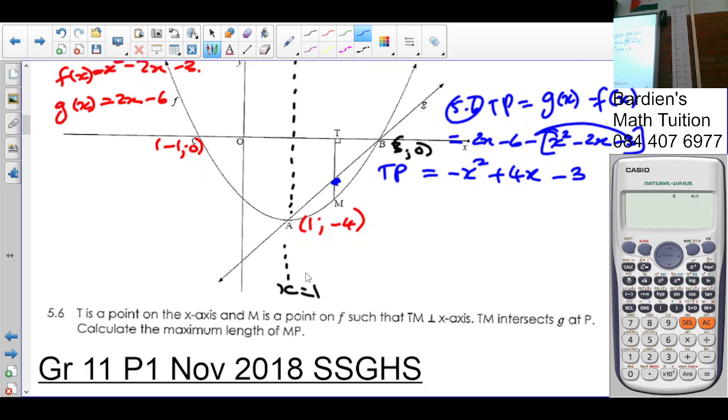Sorry, not TP but PM. Why did I say TP? Calculate the maximum length of PM. What's wrong with me this morning? Many things. I'm doing the right calculation, but I'm writing the wrong name. I'm calculating PM. Sorry.